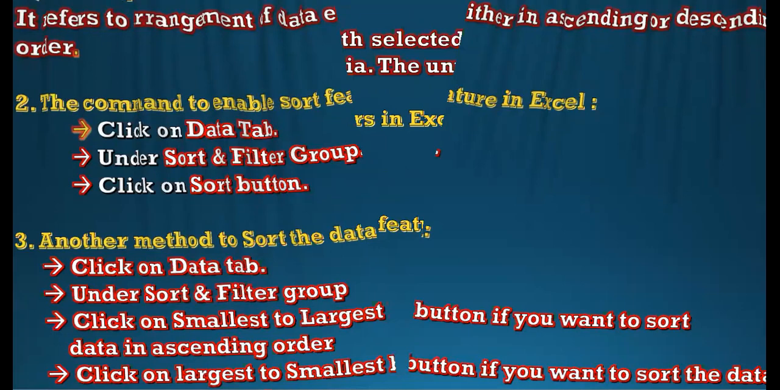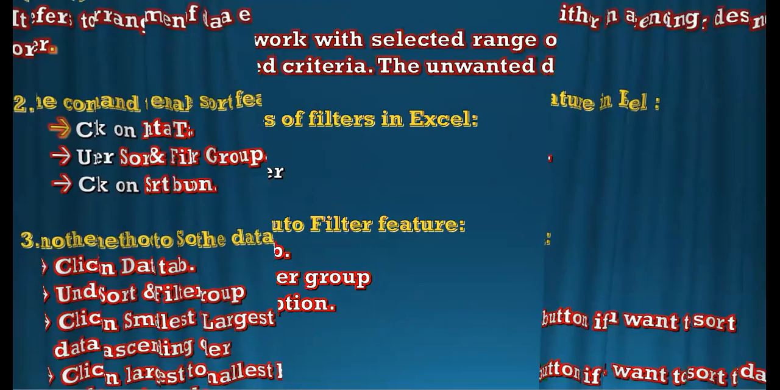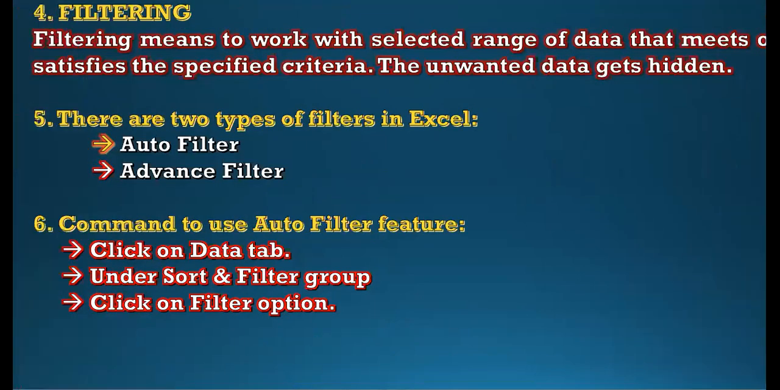Then next, we have the meaning of filtering. What is filtering? To work with a selected range of data that satisfies the specified criteria. There are two types of filters: auto filter and advanced filter. And how to enable the auto filter? Click on the Data tab. Under the Sort and Filter group, click on the Filter option.